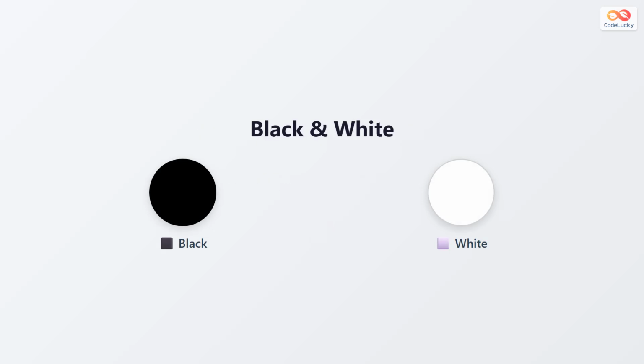Let's start with 2 contrasting colors, black and white. Black is the darkest color. It absorbs all light and is often associated with darkness, elegance, and formality. White is the lightest color. It reflects all light and represents purity, cleanliness, and simplicity. These 2 colors are opposites and create strong contrast when placed together.